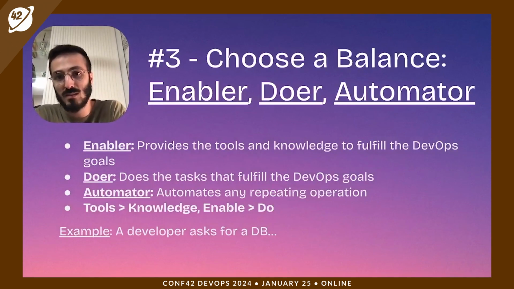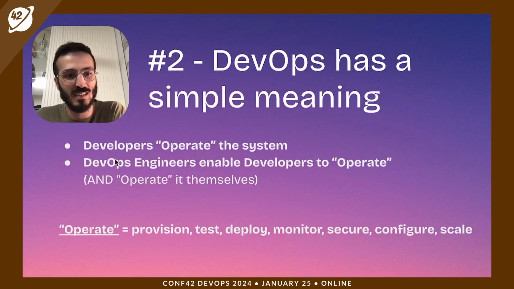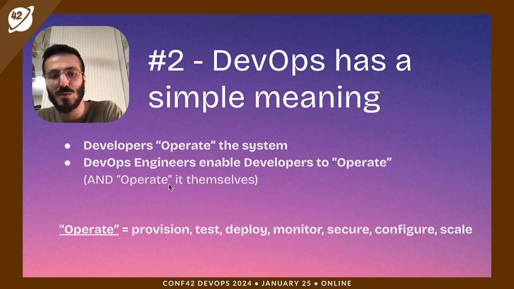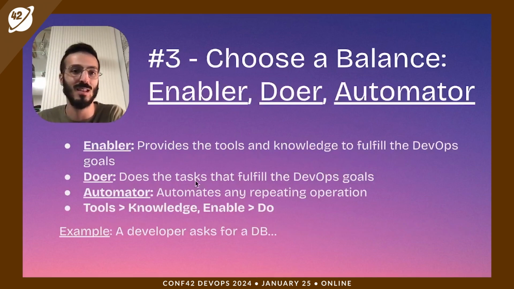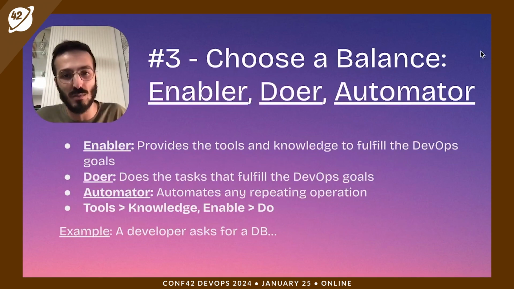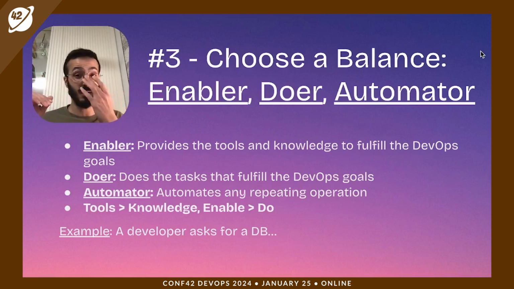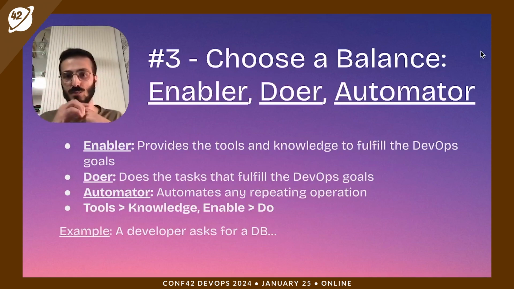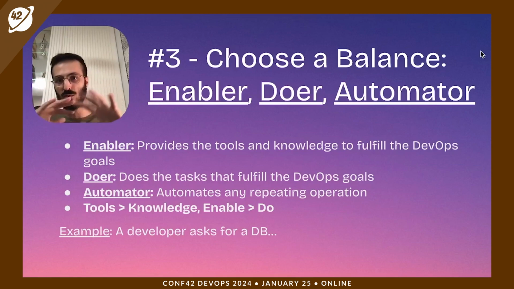So now choose a balance. We said in the previous slide, developers operate the system, DevOps engineers enable developers to operate the system and operate some of it themselves. So how much do they operate it? This is choose the balance. When I say choose a balance, there are three things within this balance that you can tweak. So you, as a DevOps engineer, like the DevOps engineer in your company, can choose how much they enable, how much they do, how much they automate. Okay, and there's overlap between these things.